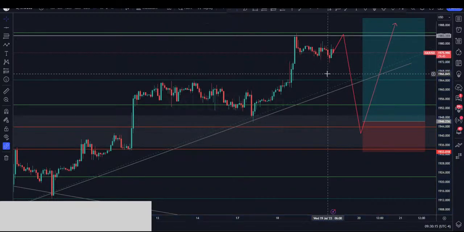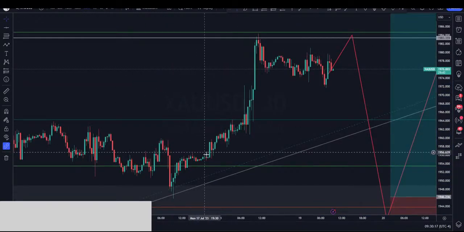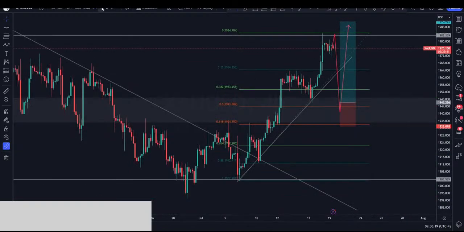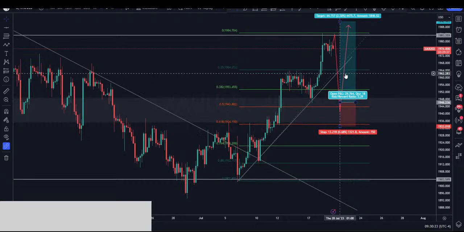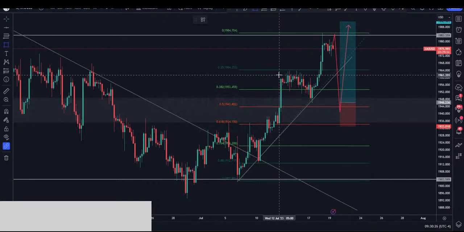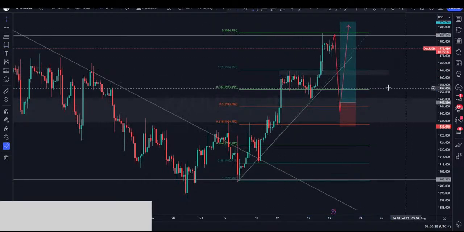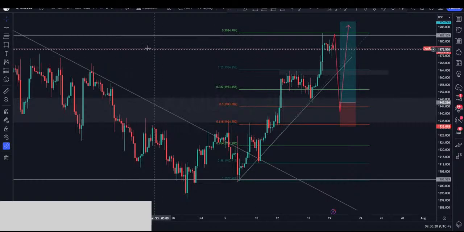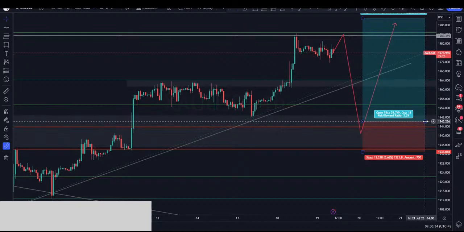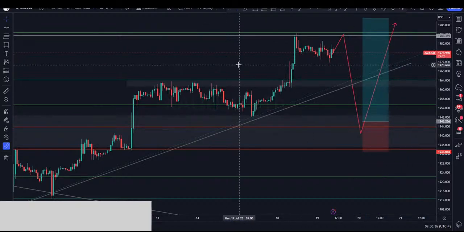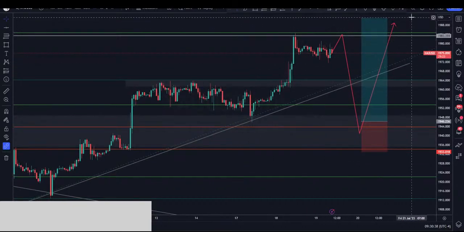Also just be aware that there is a strong trend line here. It's been tested a few times, so in theory it could just come down and test this level here and then take the long from there. So there are some possibilities here with gold. Just keep an eye on that.